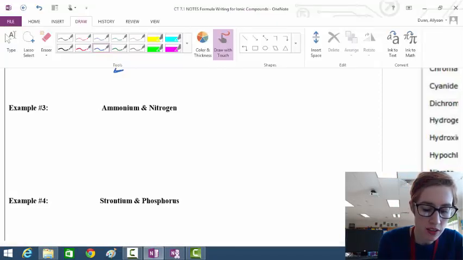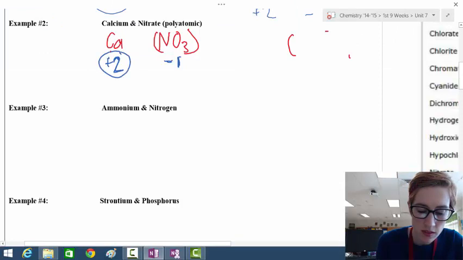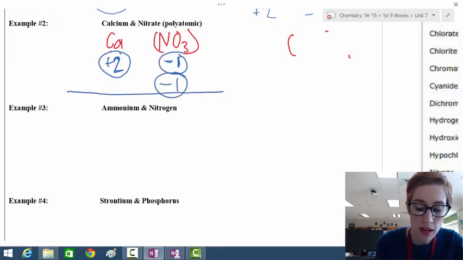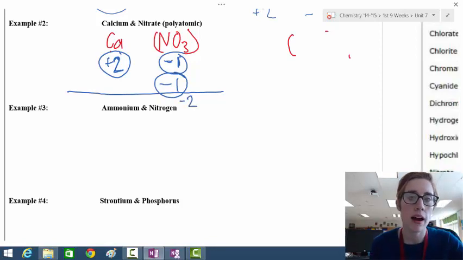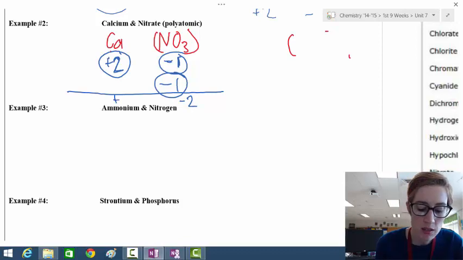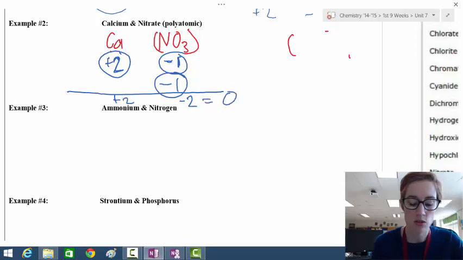I need to add another nitrate. If I add another nitrate, do my charges equal out? My nitrate charges, if I have 2 nitrates, that means it will have a -2 charge. My calcium is a +2 charge, so it's neutral. The goal of every ionic compound is to be neutral.